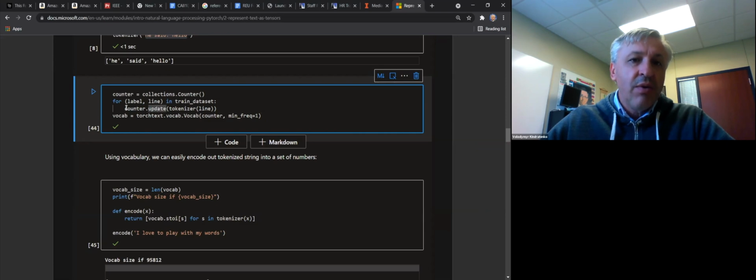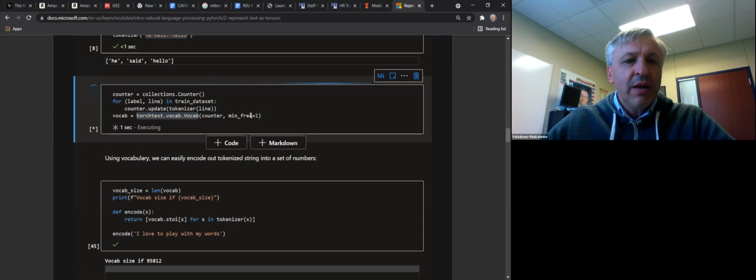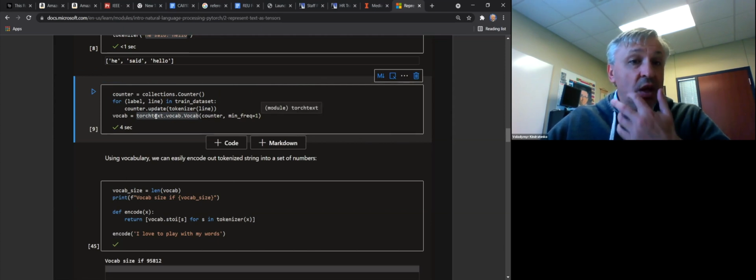So at the end of the day, we will end up having the entire dictionary of all of the words. And then we can build the vocabulary again using this method from torchtext. That takes a little bit of time because we have to go through the entire data set, but that's done. So after this, we basically have the dictionary of all of the words which appear in the training data set.